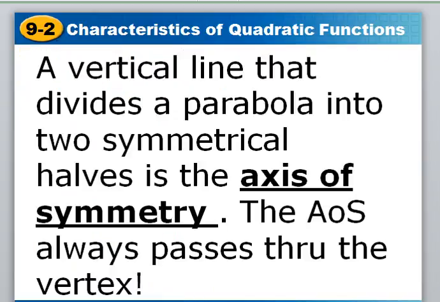The other part we're going to talk about today is the axis of symmetry. I'll abbreviate that as AOS. So the axis of symmetry always passes through the vertex. This is very important. It always passes through the vertex. So we're going to be able to use the vertex to help us figure out the axis of symmetry.